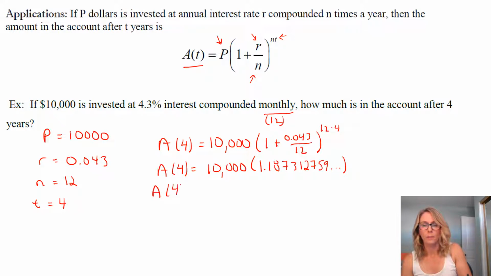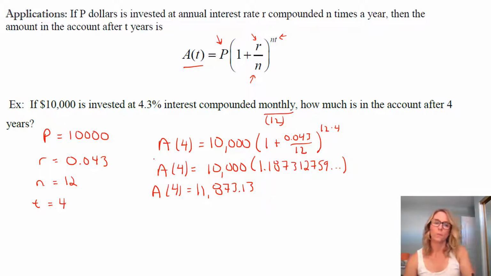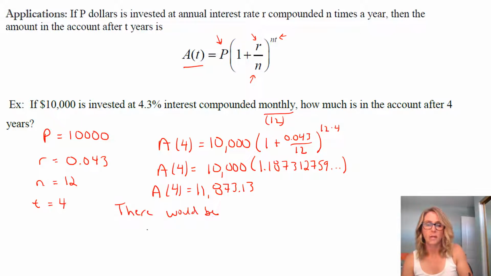But we'll multiply that, and then we'll just round it, thinking about money. So we have this. This would be to the nearest cent, as you can see, because we're talking about money here. So then I can write something like, there would be $11,873.13 in the account after 4 years, if you want to add that.